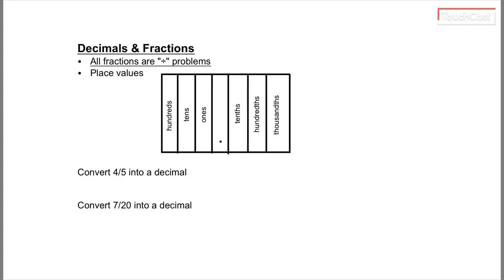Hello everyone, the topic for today is decimals and fractions. Right now I want you to pause the video so that you can copy down your notes and then resume whenever you're ready to go.